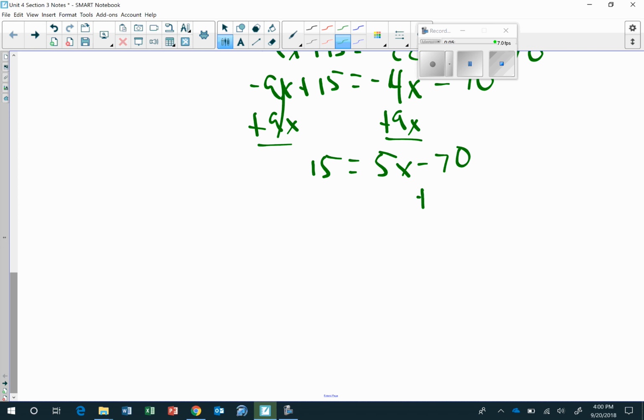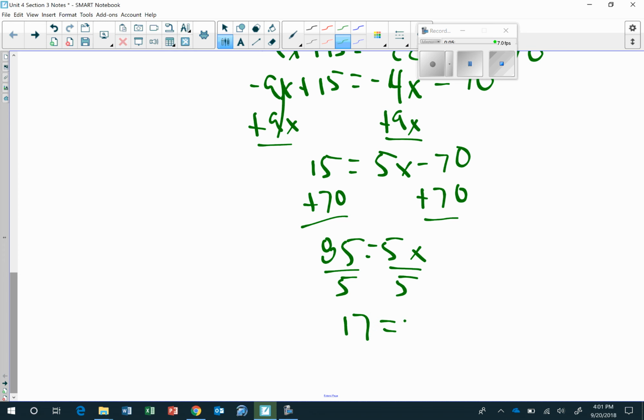Now I can add 70 to both sides, so I'll move all the constants over to the left. 85 equals 5x. And then my last step is divide by 5 on both sides, and I will wind up with 17 equals x.